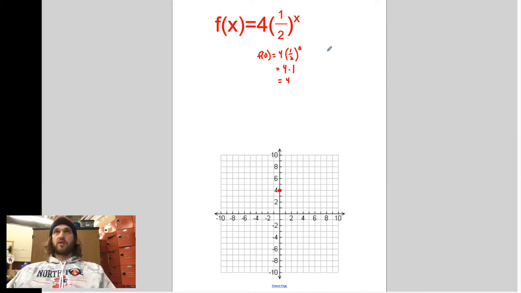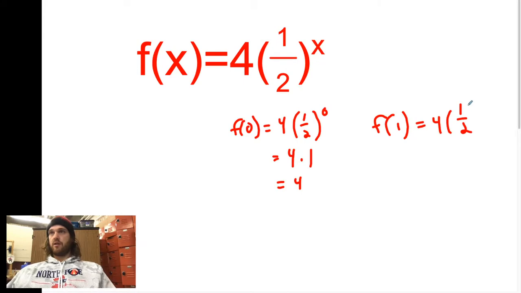All right, let's go over a little bit. Let's do f of 1 now. Let's do the same thing that I was doing before. That's going to be 4 times 1/2 to the first. I'm going to zoom in so we get a better shot. Well, that's just 4 over 1 times 1/2. Anything to the first power is itself. 4 over 1 times 1 over 2, which is 4 over 2, which is 2.